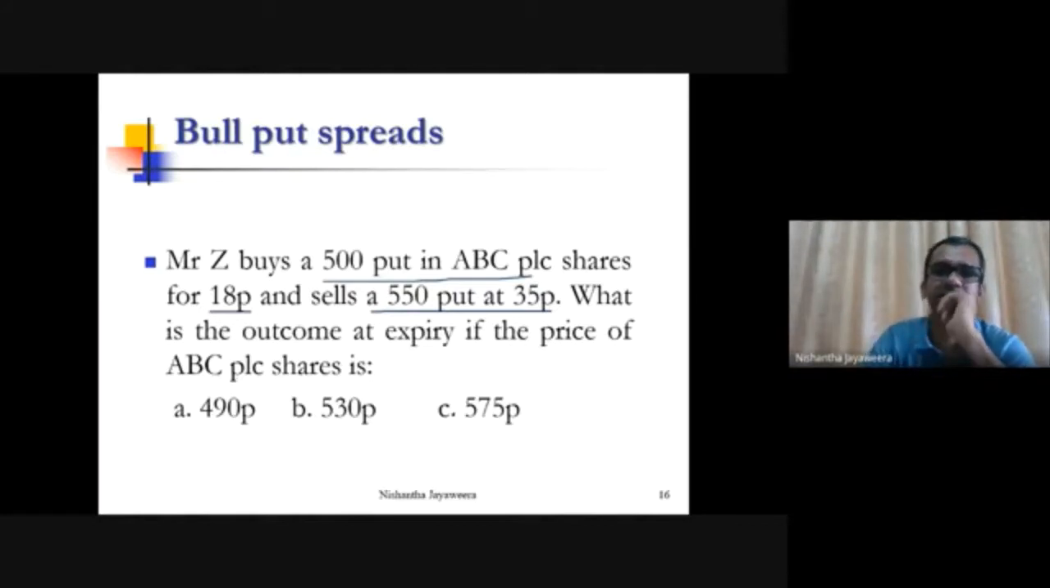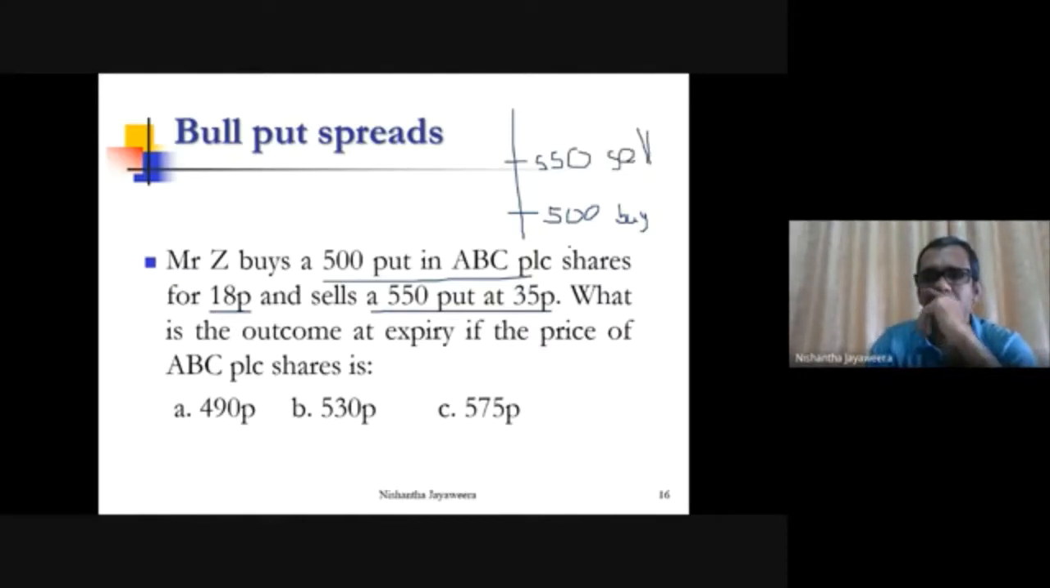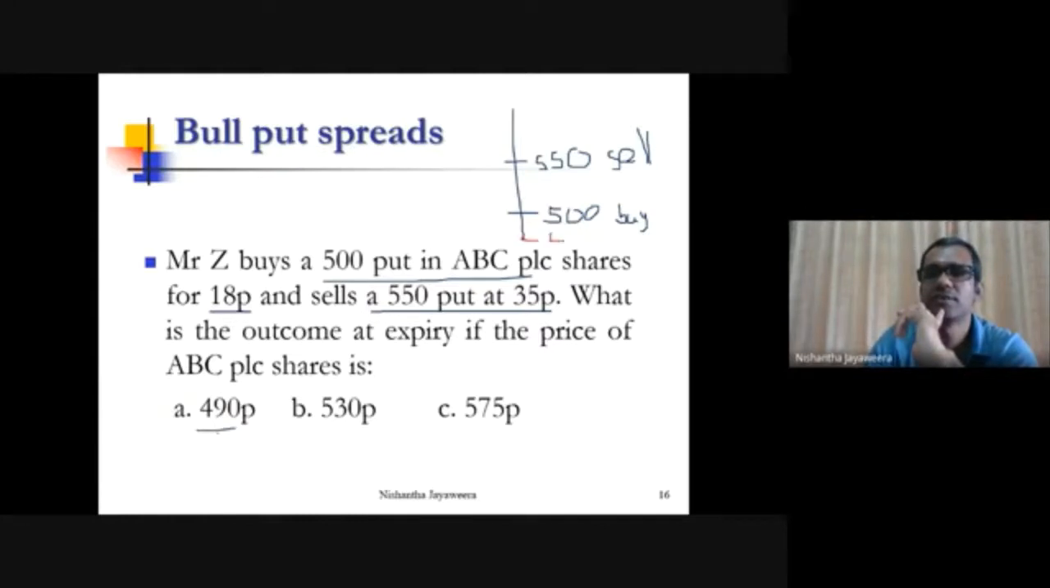Okay, tell me. What he has done: buy a put at 500, sell a put at 550. What would be the outcome if the price is 490? That means the price is somewhere here, 490.